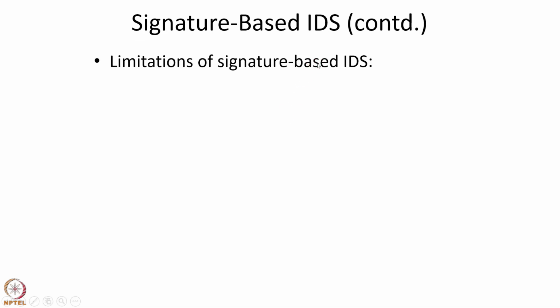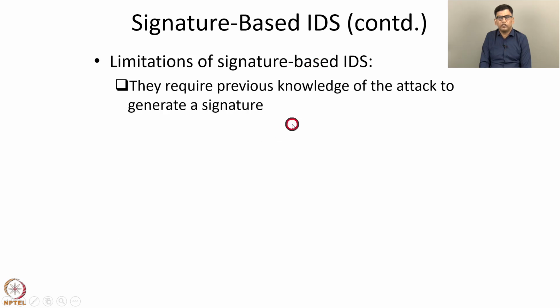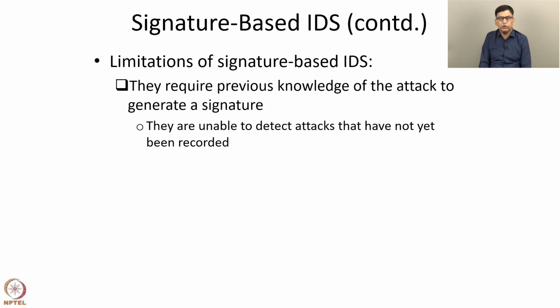Signature-based IDSs have a limitation. They require previous knowledge of the attack to generate a signature. So some security researcher must analyze an attack and analyze the kinds of packets that are sent during the attack, and then create the signature. Only then in the future can that attack be detected. So for this reason, signature-based IDSs are unable to detect attacks that have not yet been recorded.